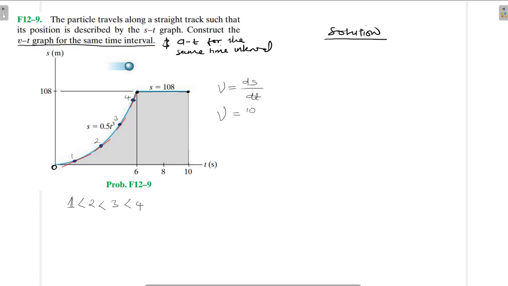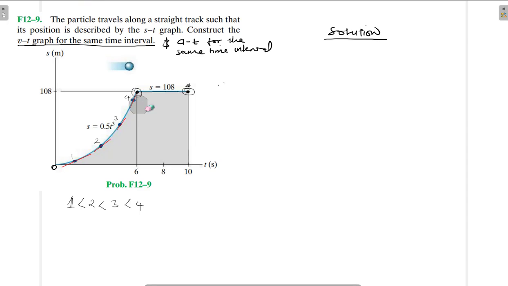We have 108 minus 108. So taking this point, 108 minus this point, divided by 10 minus 6, this becomes 0 over 4. Therefore velocity in the region 6 to 10 is 0. So we do not have any velocity, and the particle is not moving in the region 6 to 10.